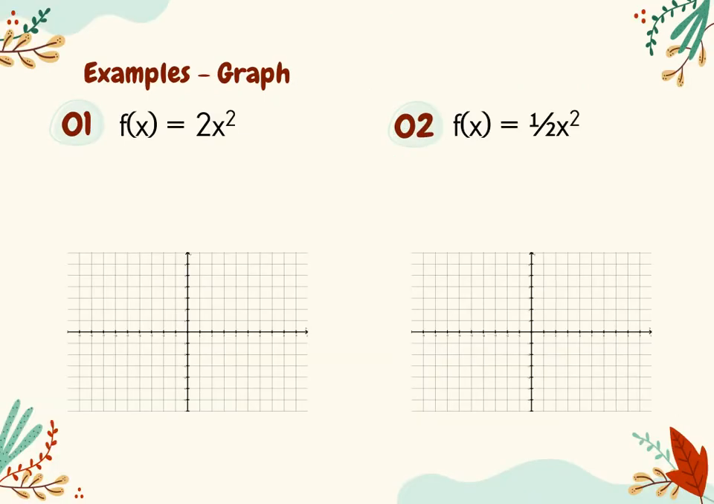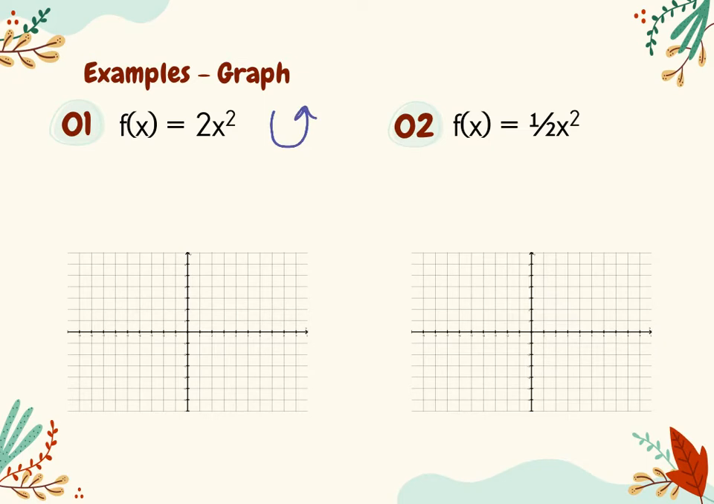All right, so we're going to start with some really basic ones, okay? This just says to graph. So on the first one, I've got f of x equals 2x squared. The first thing I do is figure out, is this opening upward or downward? Upward. Because that 2 is positive, it opens upward, right?